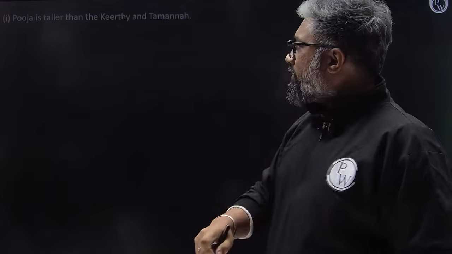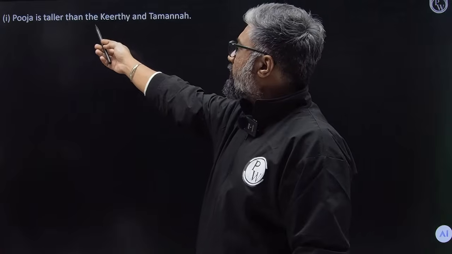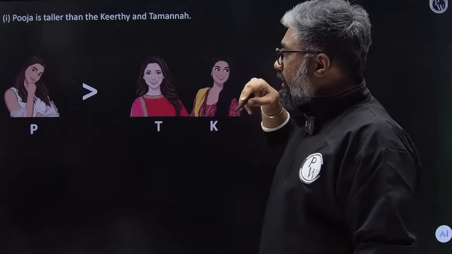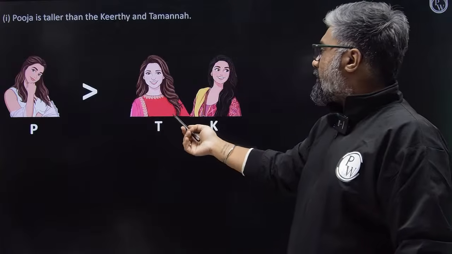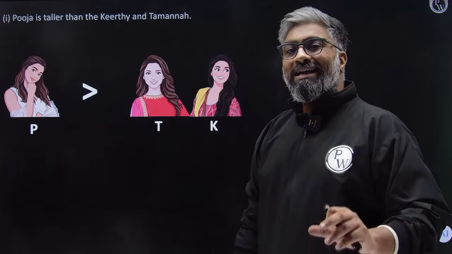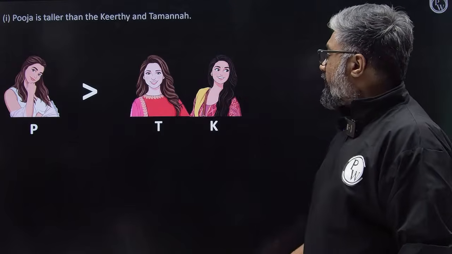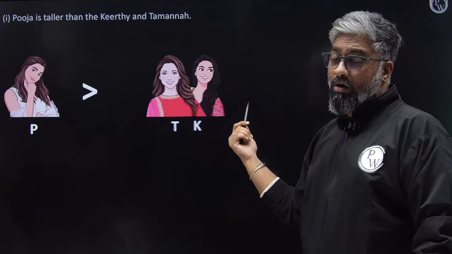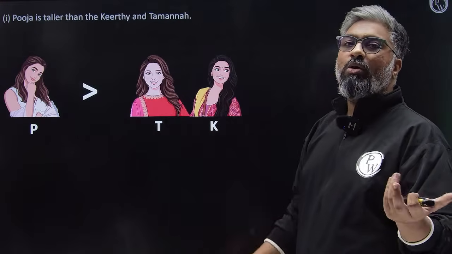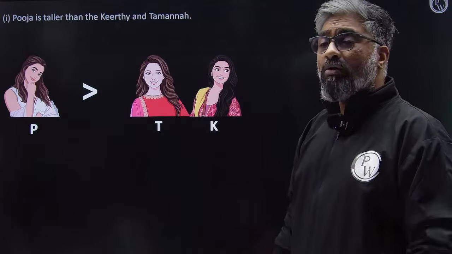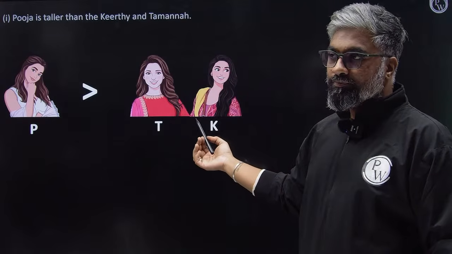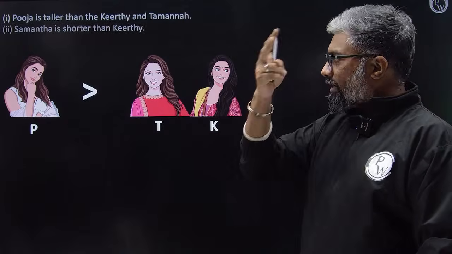Clue number 1 said Pooja is taller than Kirti and Tamanna both. Now when they say Pooja is taller than Tamanna and Kirti both, is there any specific order given with respect to Tamanna and Kirti? Could it be Kirti and Tamanna first, or Tamanna first and then Kirti? We don't know that. But one thing we know for sure is that Pooja is taller than both of them. Cool? Perfect. Let's have a look at the second clue now.